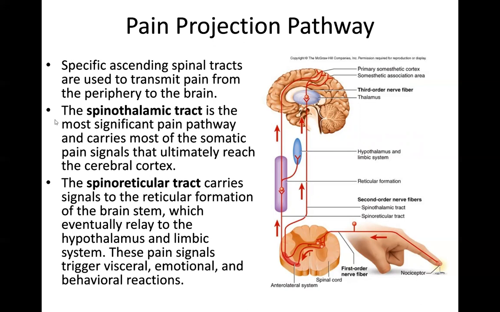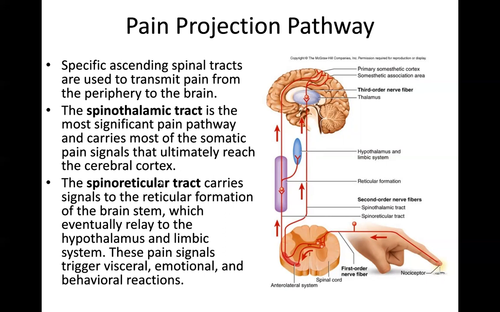In the spinothalamic tract, which I would highlight as the most significant pain pathway, a signal travels up the spinal cord into the thalamus. The second order neurons are the ones that carry the signal up to the thalamus, where they then synapse with the third order neurons that carry the signal up into various regions of the cerebral cortex. And that's where we're able to feel the pain. We're able to have that perception, be aware: ouch, I've pricked my finger.